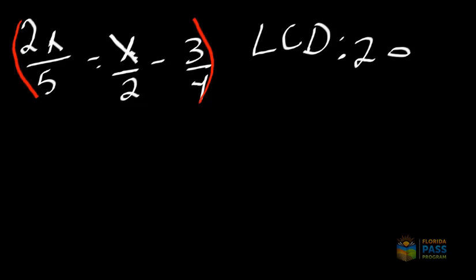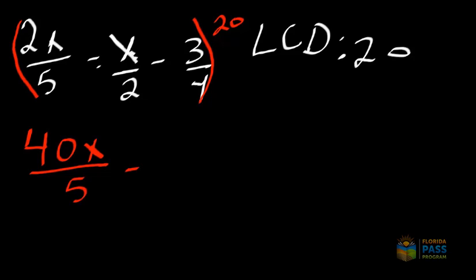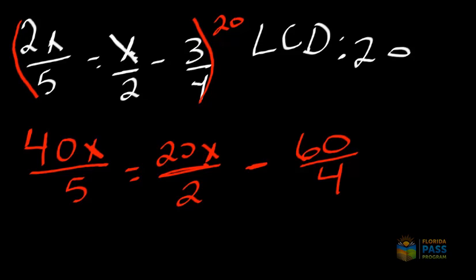So we're going to use 20. And if you choose to, you can use 40, because I just multiplied it, and see if you get the same answer. So we have 2x times 20, which is 40, equals 20x over 2 minus 60 over 4. So all we did was multiply all of the numerators by the LCD. Now you're going to divide.